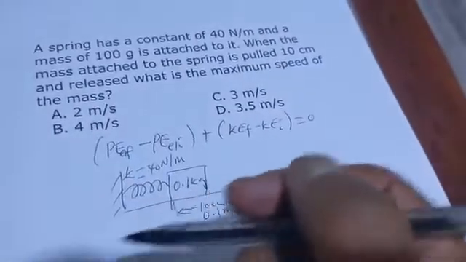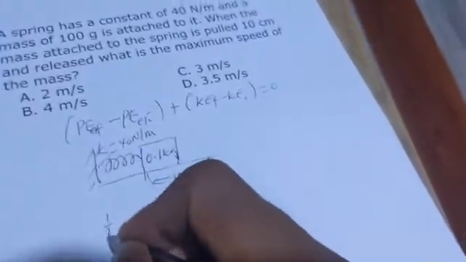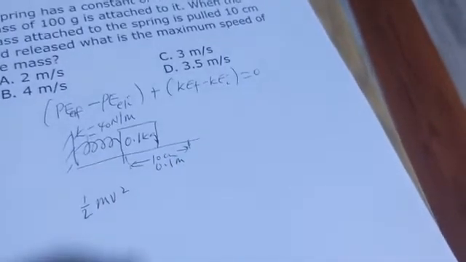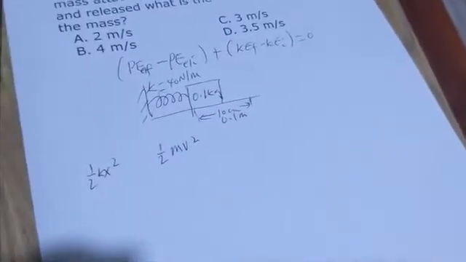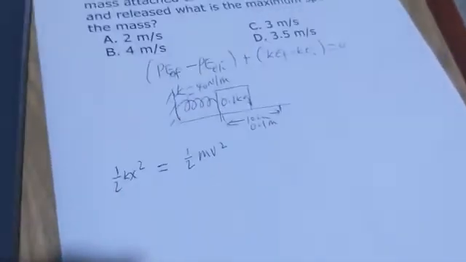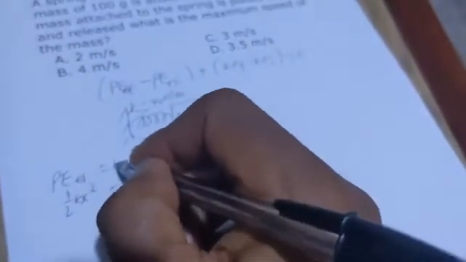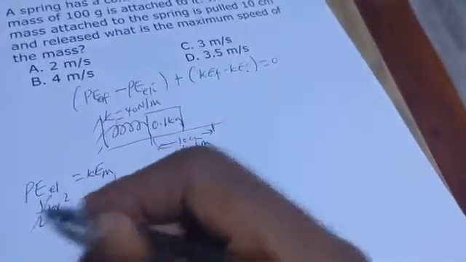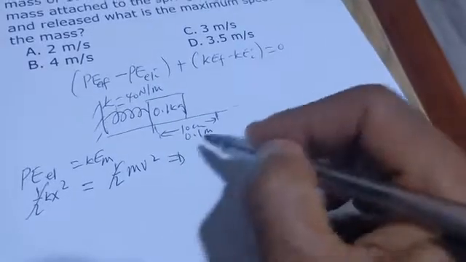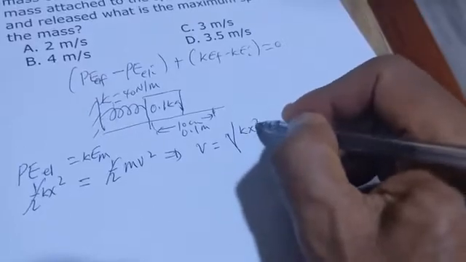Now as it comes to compress, how much is the velocity? Half of mv squared is the kinetic energy, and half of kx squared is the elastic potential energy. These two are equivalent: the elastic potential energy is equal to the kinetic energy of the mass. Then the half cancels, and V is just the root of kx squared over m.